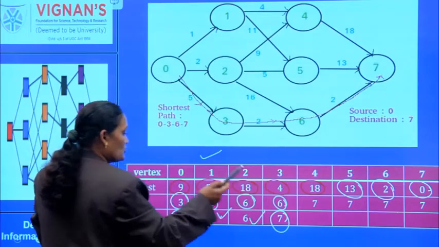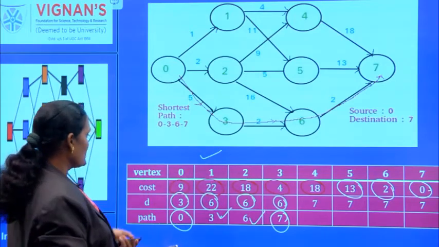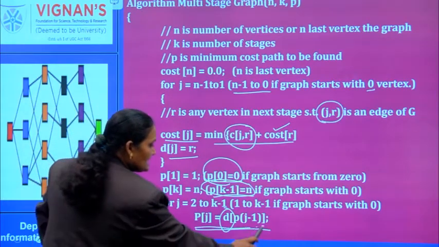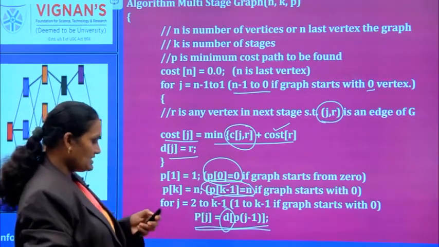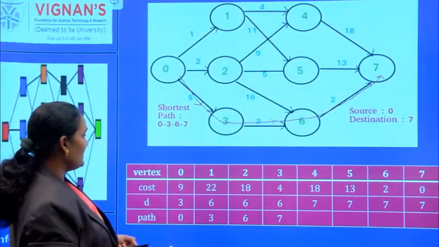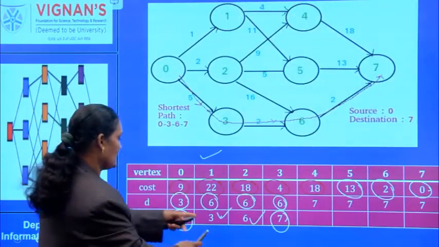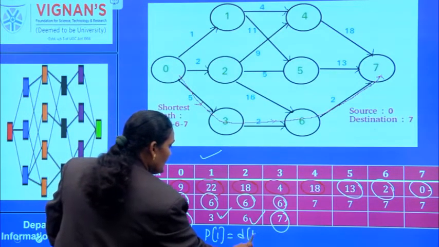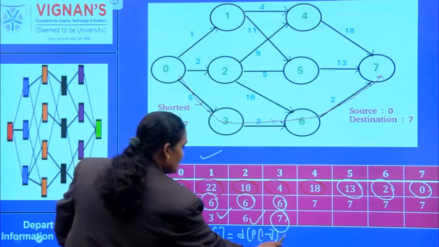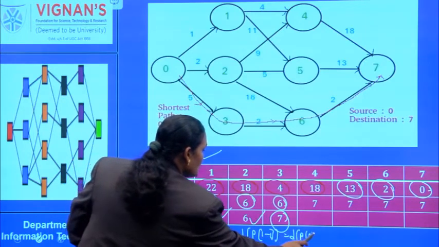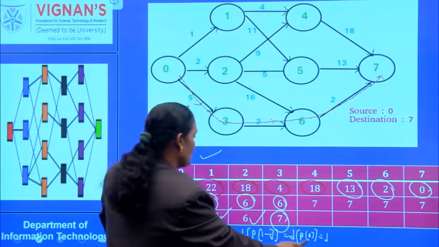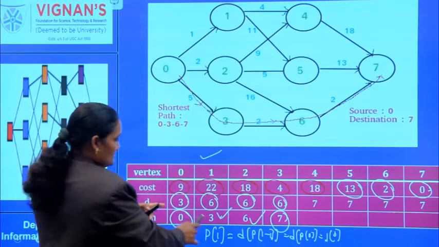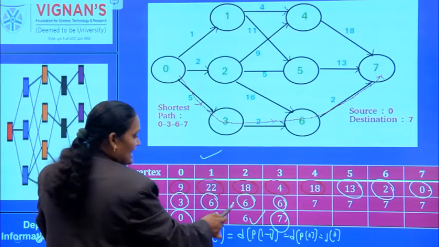How to find these two values? P of j is equal to d of P of j minus 1. That is P of 1 is equal to d of P of 1 minus 1, which is nothing but d of P of 0. What is P of 0? P of 0 is 0. That is d of 0. What is d of 0? 3. So here we are getting P of 1 as 3.